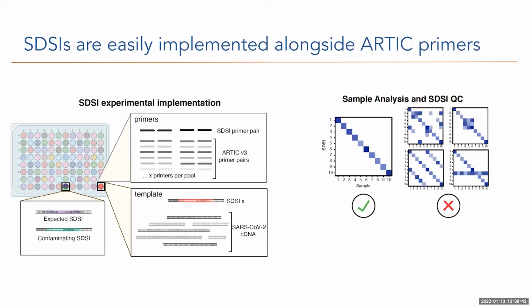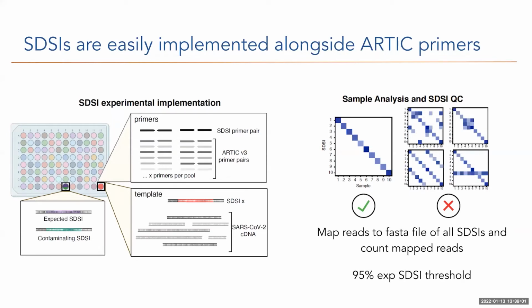So whatever your amplification method is, whatever your library construction method is, and whatever your sequencing platform of choice is. And then at the end, when we retrieve our sequencing data, we do one extra step. As Nabil said, you pull out your SARS-CoV-2 reads and assemble those genomes. We do one additional step, which is we map those sequencing reads to a FASTA file containing all our SDSI sequences, and then we count those mapped reads, and we end up with something like these heat maps.